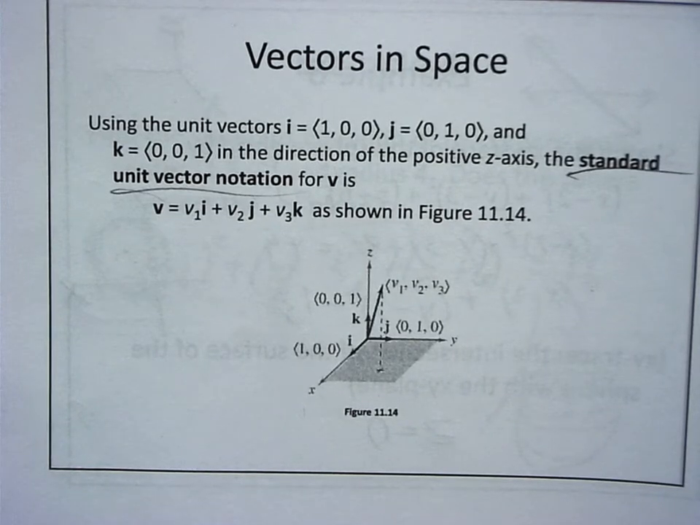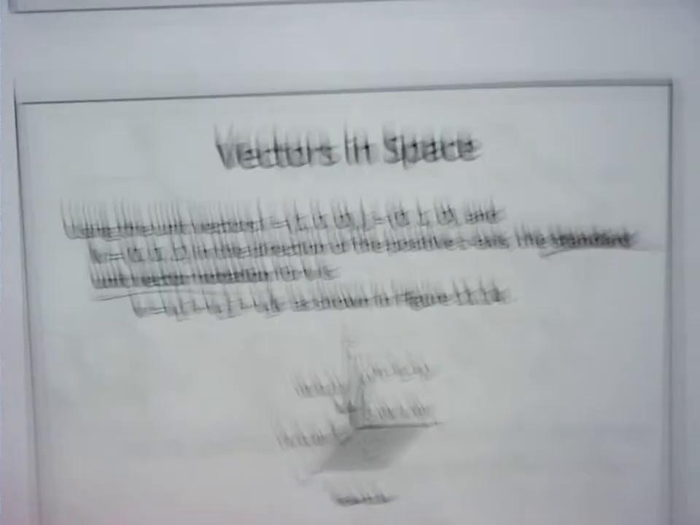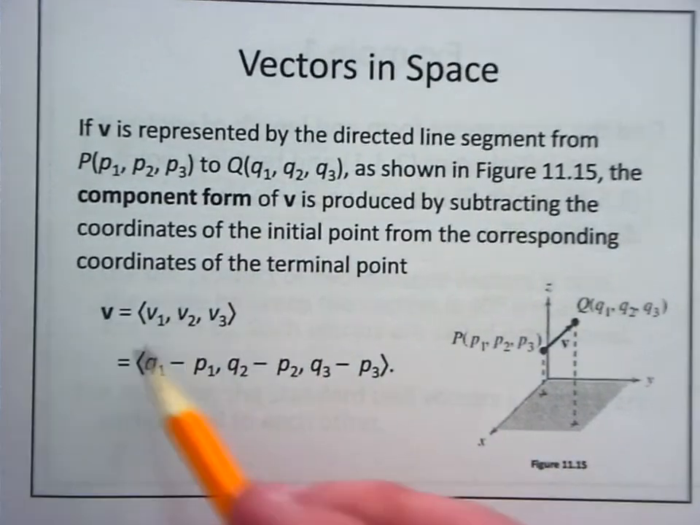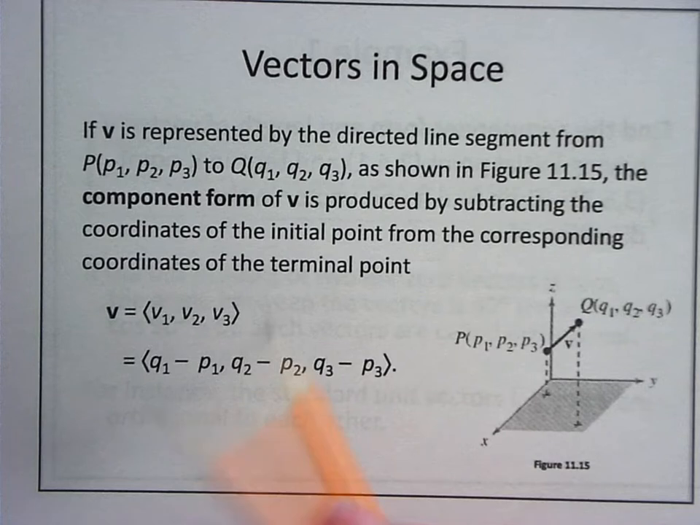What was the other form called? Anybody remember? Stretching back to last semester. Component form. It's the one where you have the arrowed brackets. Remember that one?